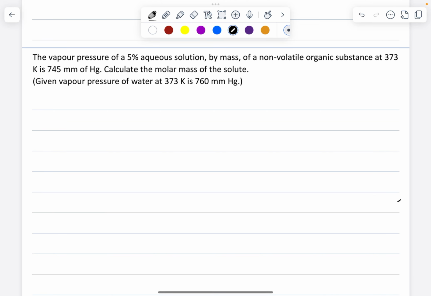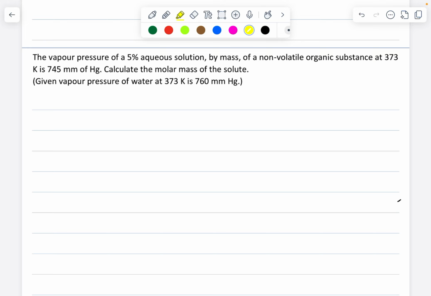Next question is the vapor pressure of a 5% aqueous solution by mass. Calculate the molar mass. Okay, this question is about relative lowering of the vapor pressure. The vapor pressure of a 5% aqueous solution by mass of a non-volatile organic substance at 373 Kelvin is 745 mm of mercury. Calculate the molar mass of the solute.